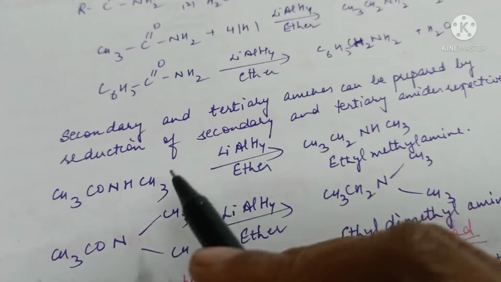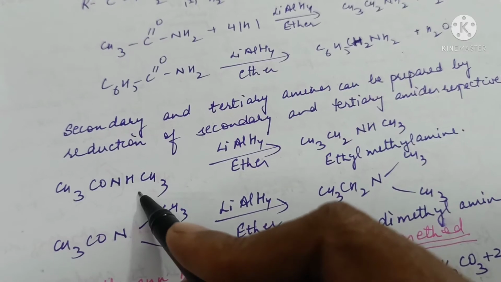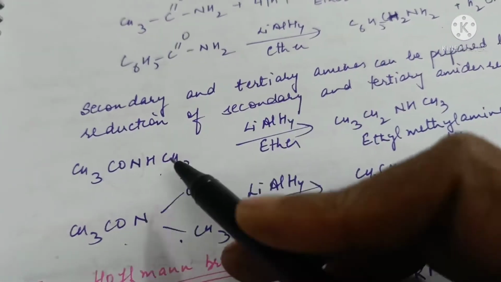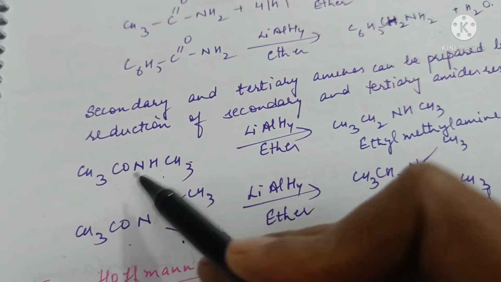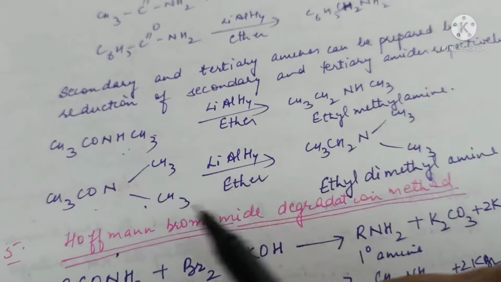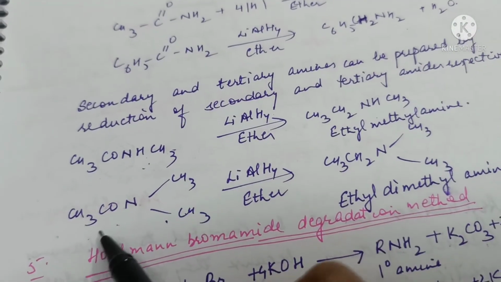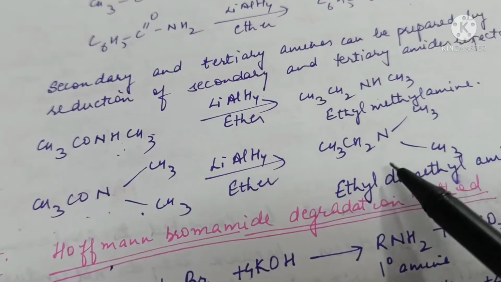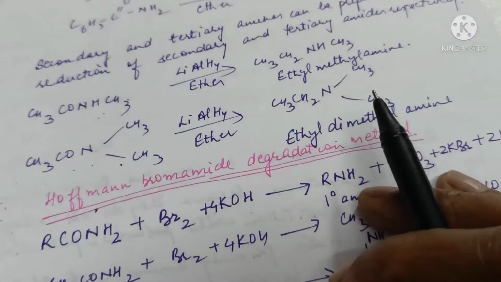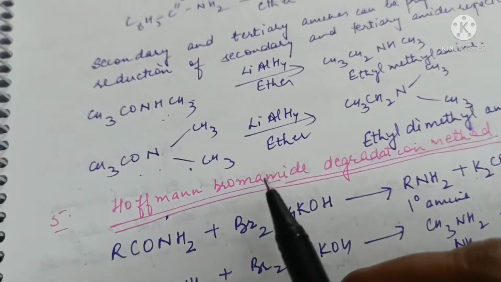Secondary and tertiary amines can be prepared by reduction of secondary amides or tertiary amides. So N-methyl ethanamide on reduction will form N-methyl ethanamine. N,N-dimethyl ethanamide on reduction will produce N,N-dimethyl ethanamine or ethyl dimethyl amine.